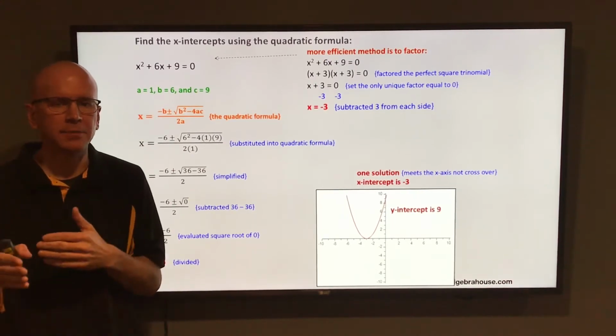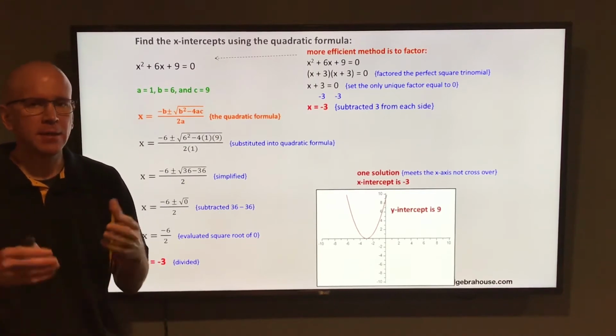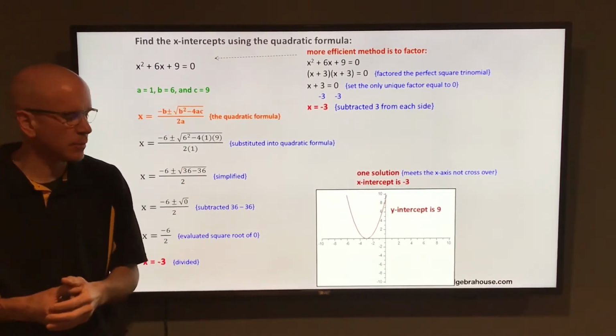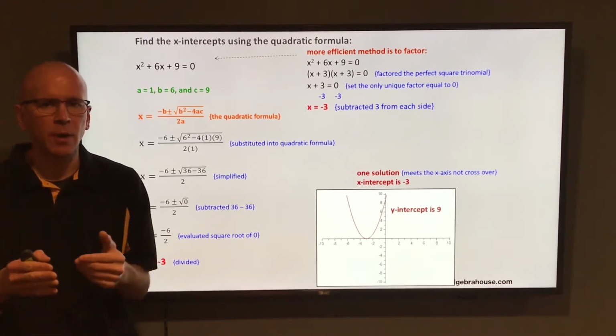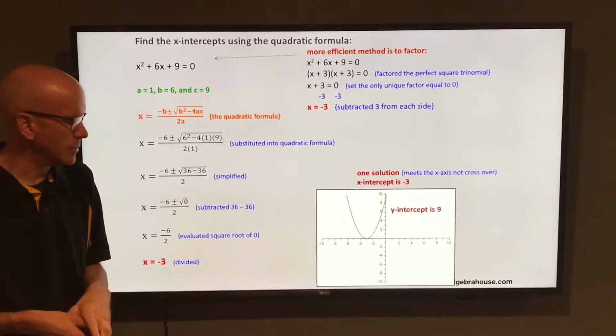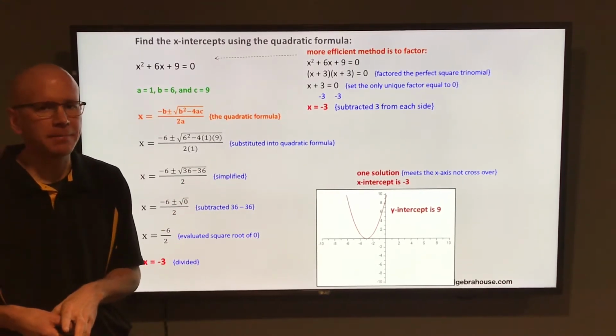So there are times when you want to use the quadratic formula, and there are times when you want to factor. Either factor out the common factor or factor into two binomials and set those factors equal to 0. So when you're solving quadratic equations, the situation will present itself as far as which method you use. But in this case, however you choose to do it, x equals -3.